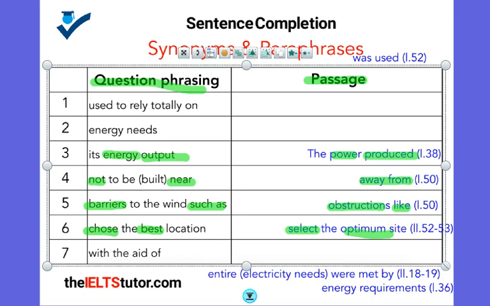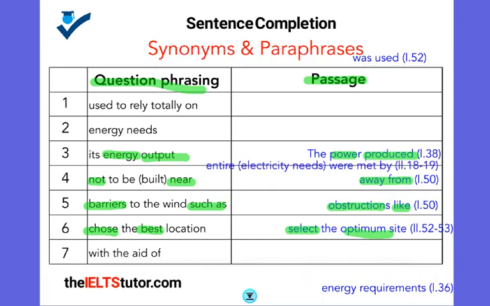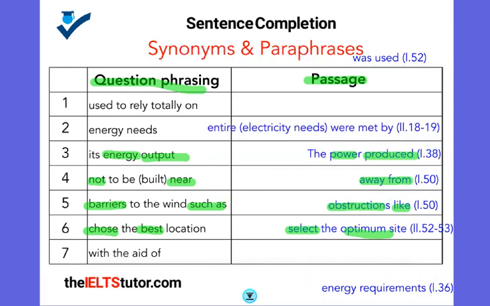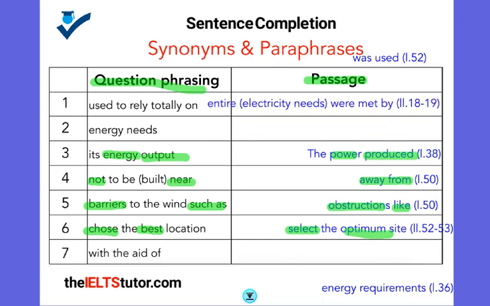So what do you think would be the most appropriate answer for number 2? I would say energy needs could be entire electricity needs were met by. On the other hand, I would say that that is the first one. They used to rely totally on. That means the something were met by. So to rely on, they were met by.